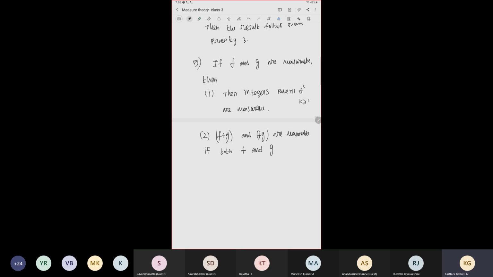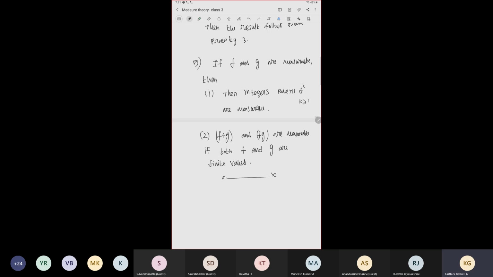So f plus g and f dot g are measurable if both f and g are finite valued. If f and g take infinite values, then we can also show it, but it needs some other assumption. If they are finite valued, then f plus g and f dot g are both measurable. I'm not giving the details of the proof of this property.